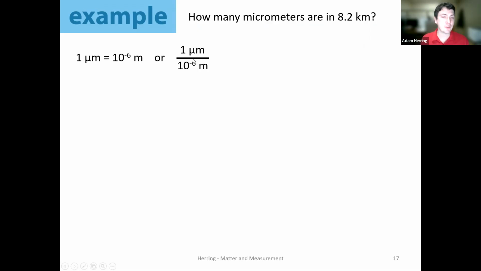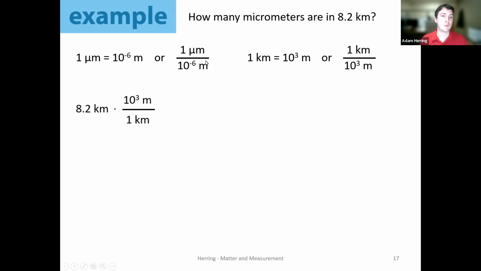Anytime we have any conversion, any factor, where we would convert from one unit to the next, we can express that as a ratio, one number over another number. For kilometer, we have 1 kilometer is equal to 10 to the 3 meters, or 1,000 meters. And again, we can express this as a ratio. So our initial number is 8.2 kilometers. We need to first convert this from kilometers into meters, and then we can convert from meters into micrometers.